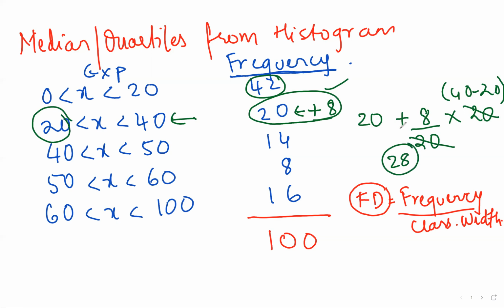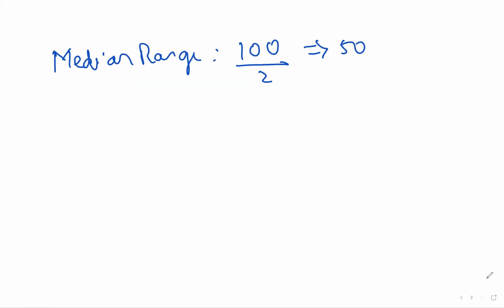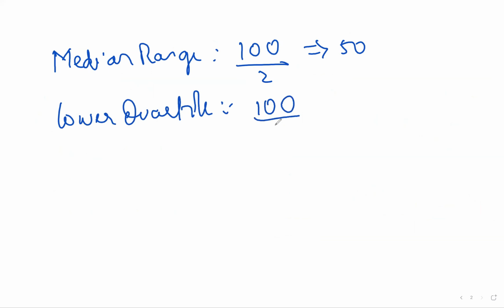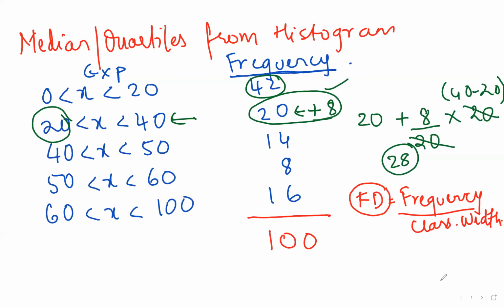Similarly, it goes for this lower quartile. So lower quartile range is what? Lower quartile is total frequency divided by 4, which is 25. So what will I be doing? I will be getting my 25 completely from this part, right? I will be getting my 25 completely from this part.